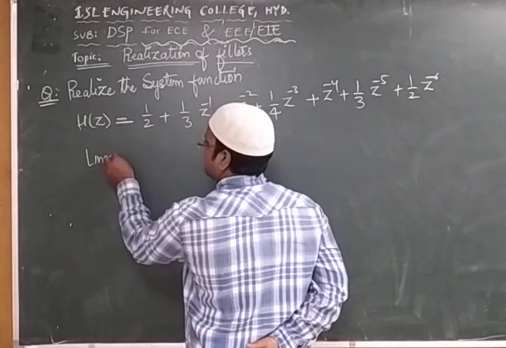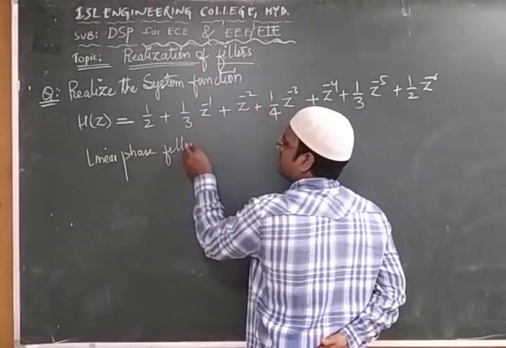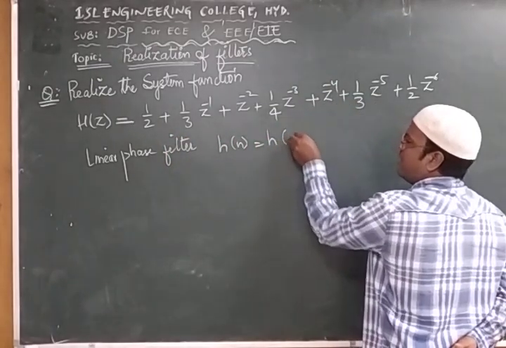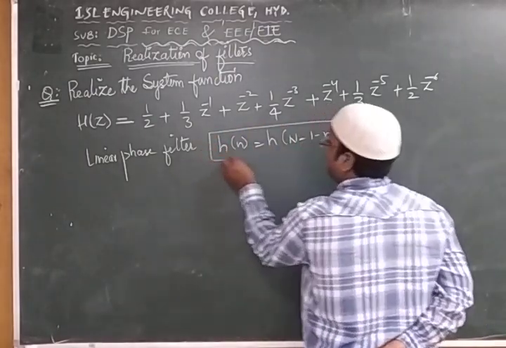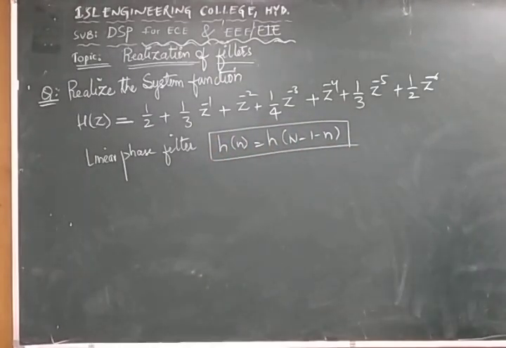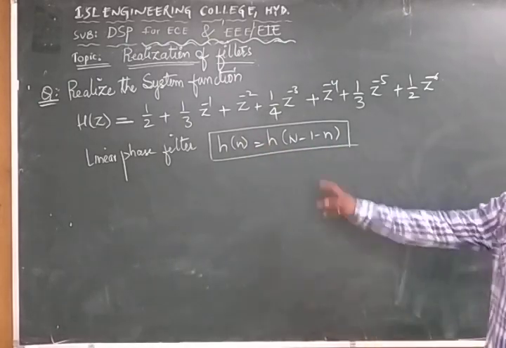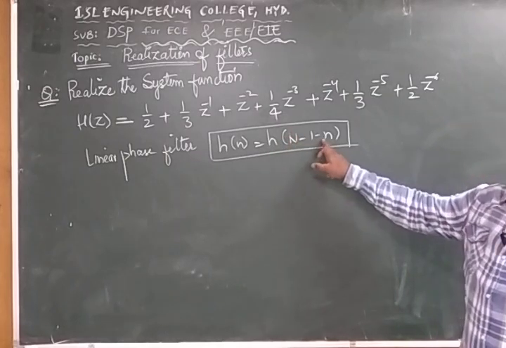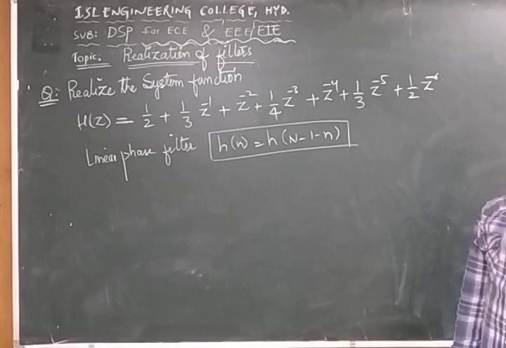So what is a linear phase filter? What's the meaning of a linear phase filter? To find the linear phase filter, h of n is equal to h of N minus 1 minus n, right? What is N? Capital N indicates the number of samples. Small n is the index value of whatever numbers they gave. So we have h of n equals h of N minus 1 minus n. This is the way we go about realizing the function.